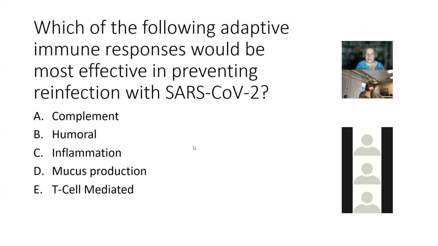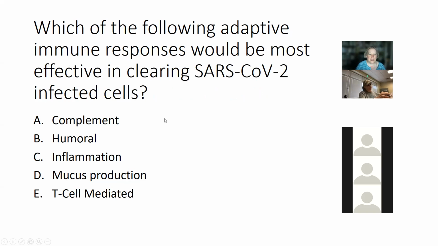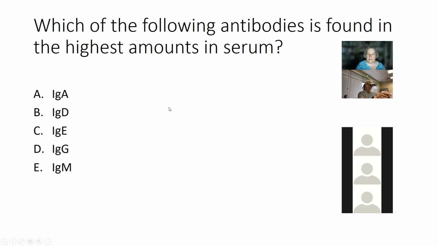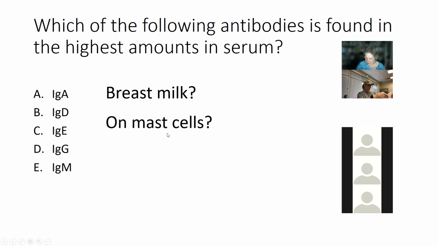Okay, so here's another one. Which of the following adaptive immune responses would be most effective in prevent... I don't want to ask this question yet. Okay, let's skip this one. We'll come back to this one next time. And I also don't like this one. Oh, and I don't like this question. Yeah, we didn't cover these.